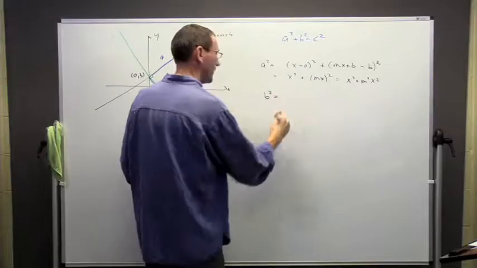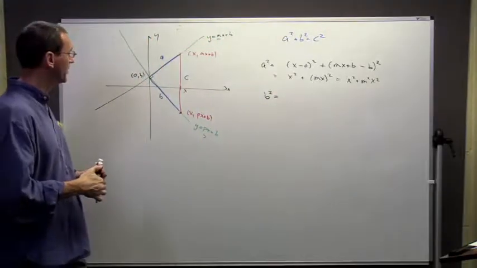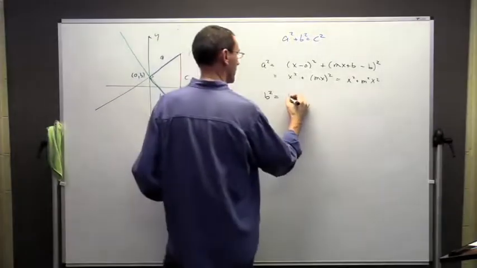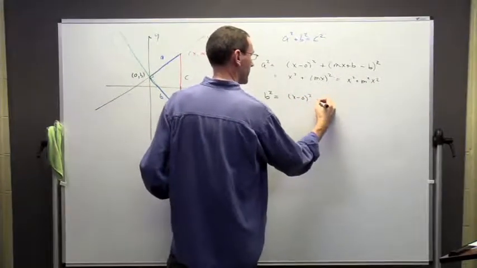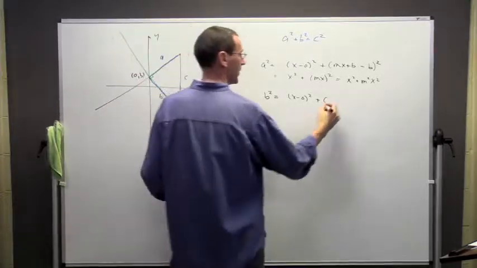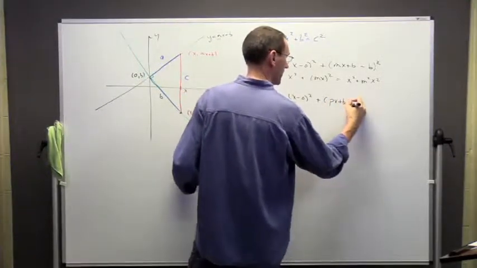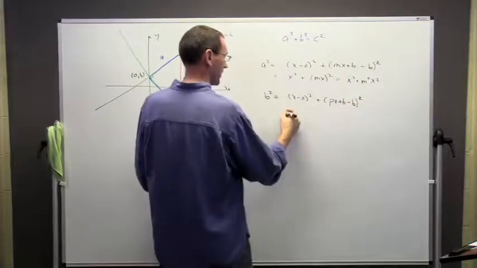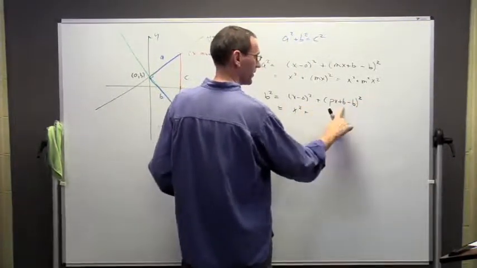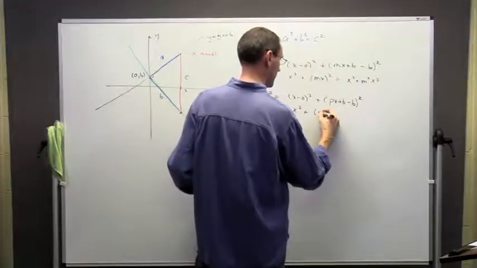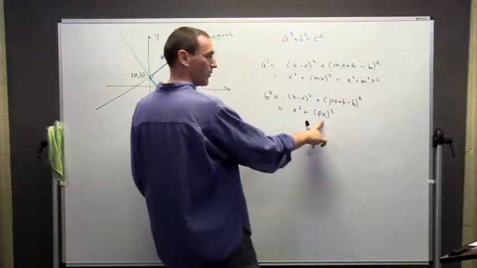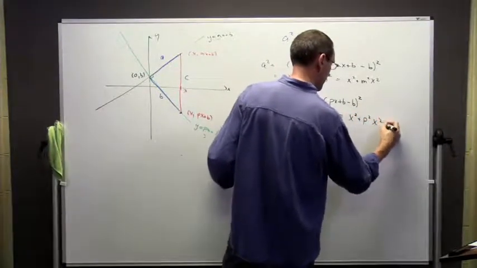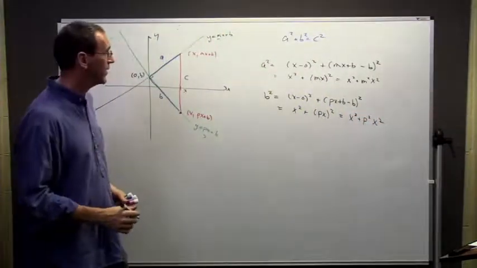Now we're going to do the same thing for b squared and then c squared. So for b squared, this distance here, again, we're going to use the distance formula. It's going to be x minus 0 squared. So what is this? This is px plus b. Y value here is b. So let's see, this becomes x squared. Notice b minus b is 0. So that's px quantity squared. I'm going to rewrite this as x squared plus p squared x squared.